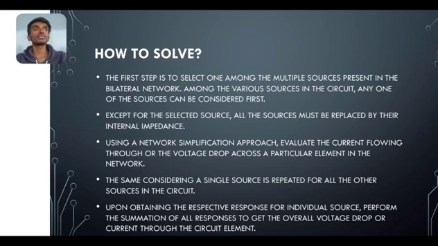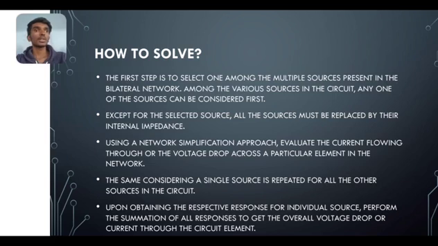How to solve? There are five steps. The first step is to select one among the multiple sources present in the bilateral network. Any of the sources can be considered first. Except for the selected source, all the sources must be replaced by their internal impedance.